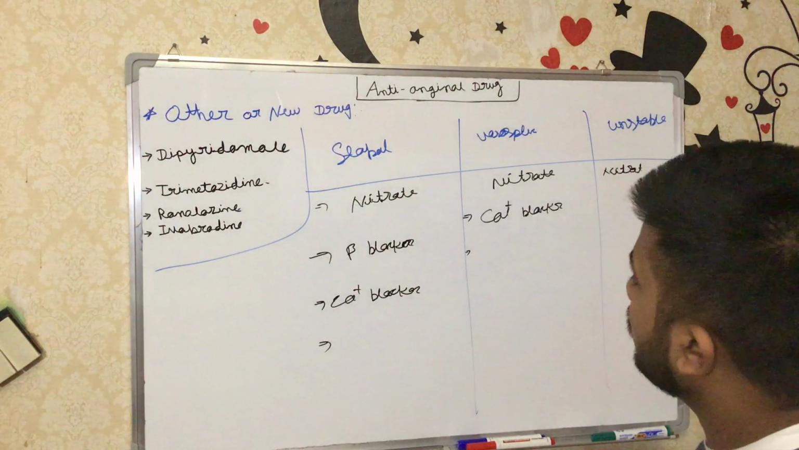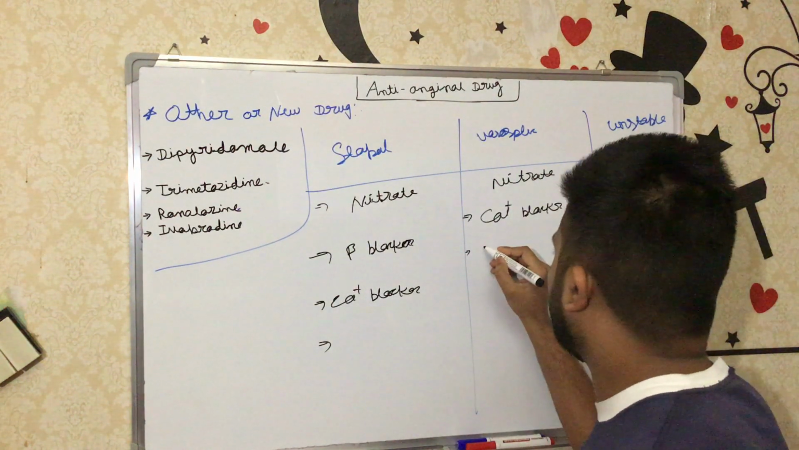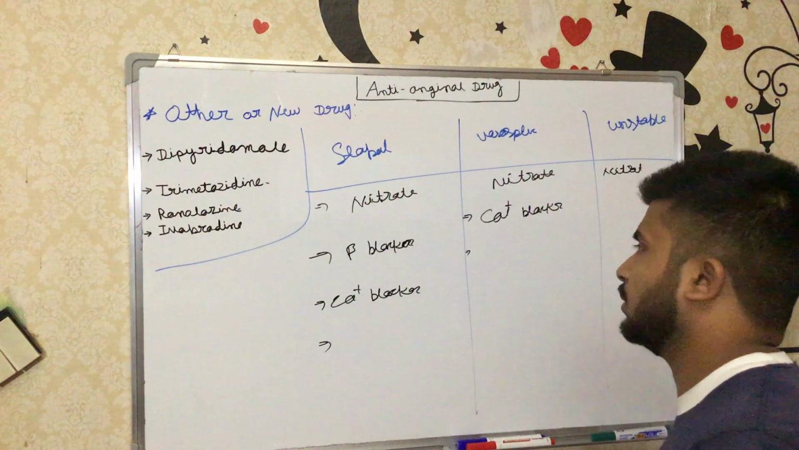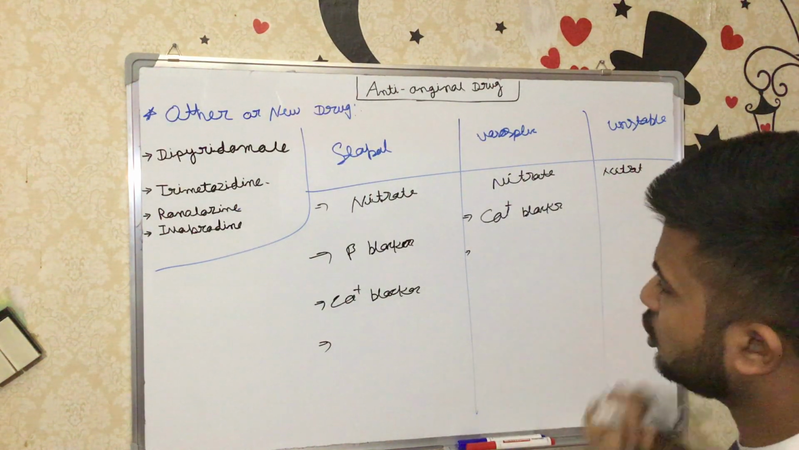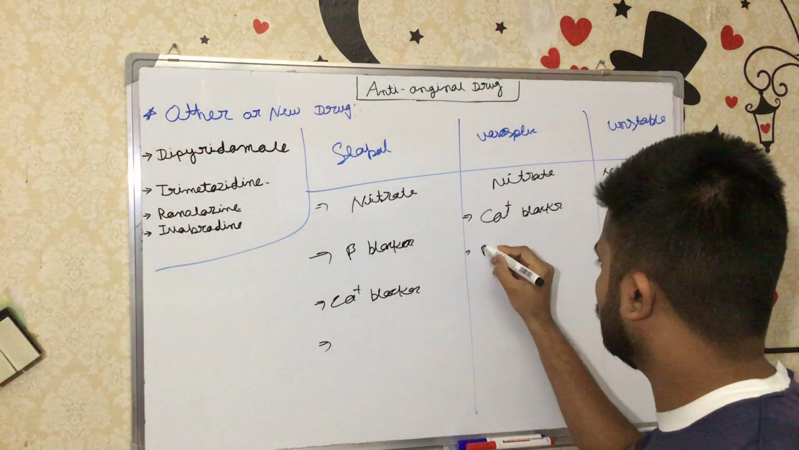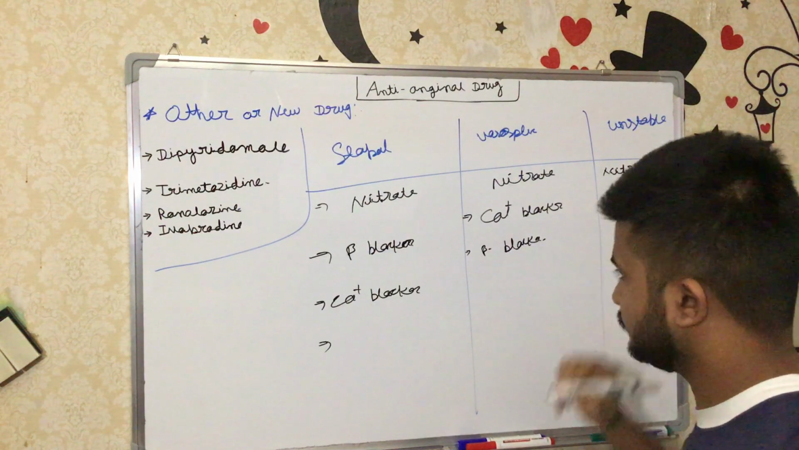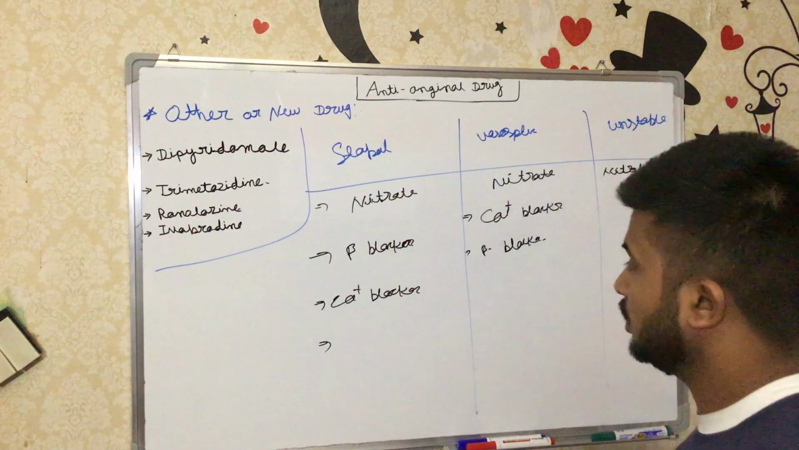Now we'll discuss another drug. We can also use beta blocker, but we cannot give it here just for dilation; it is given for the prevention of the reflex tachycardia. It will not help with dilation of any arteries.